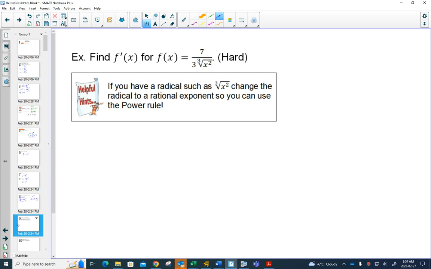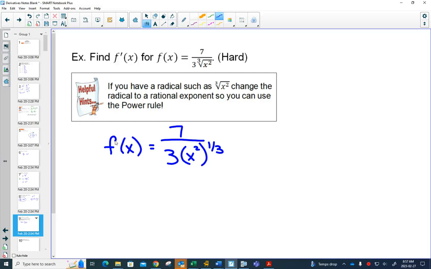So I would start by changing that cube root to a 1/3. And I'm perfectly fine if you know that that would be x to the 2/3 right away. But I'm just showing it really technically means x squared to the 1/3, a power to a power. You would multiply those exponents, so you would get x to the 2/3.